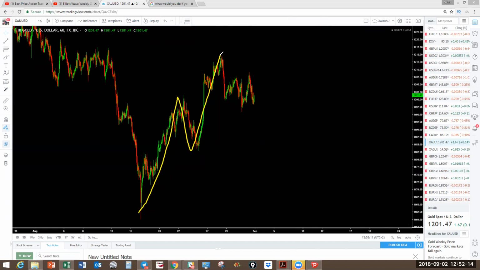So what am I anticipating here? I'm anticipating that this could be an expanding flat here, and we could be getting a correction here, and we're going to get a further move to the downside. I'm disqualifying this move because silver is doing something different. It's showing something very interesting on silver. Let's have a look at silver.